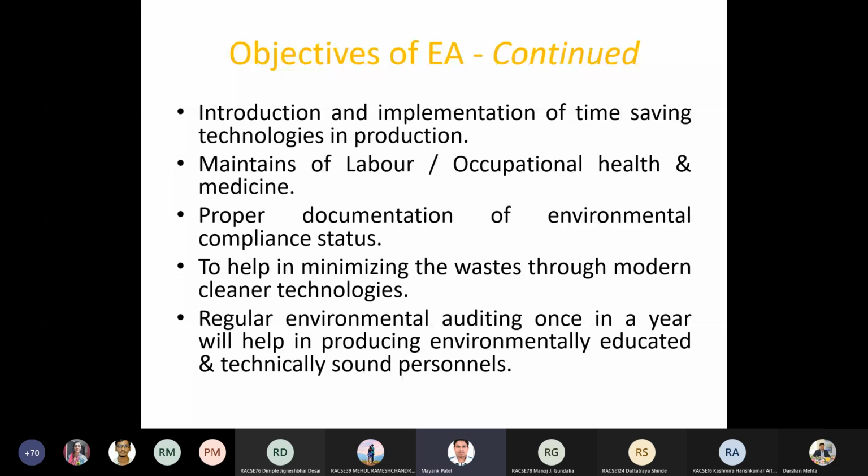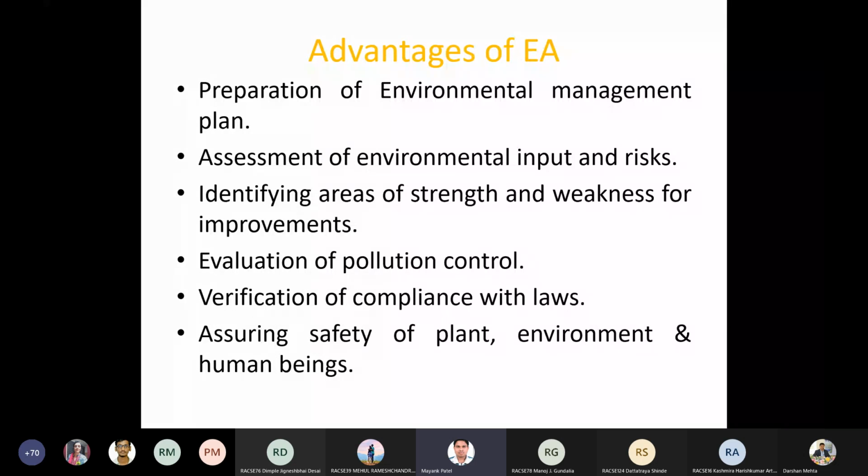Next slide. Introduction and implementation of time-saving technology in production, maintenance of labor and occupational health and medicine, proper documentation of environmental compliance status to help in minimizing waste through modern cleaner technologies. Then regular environmental auditing once in a year will help in producing environmentally educated and technically sound personnel, right? So these are some of the objectives of environmental audit.